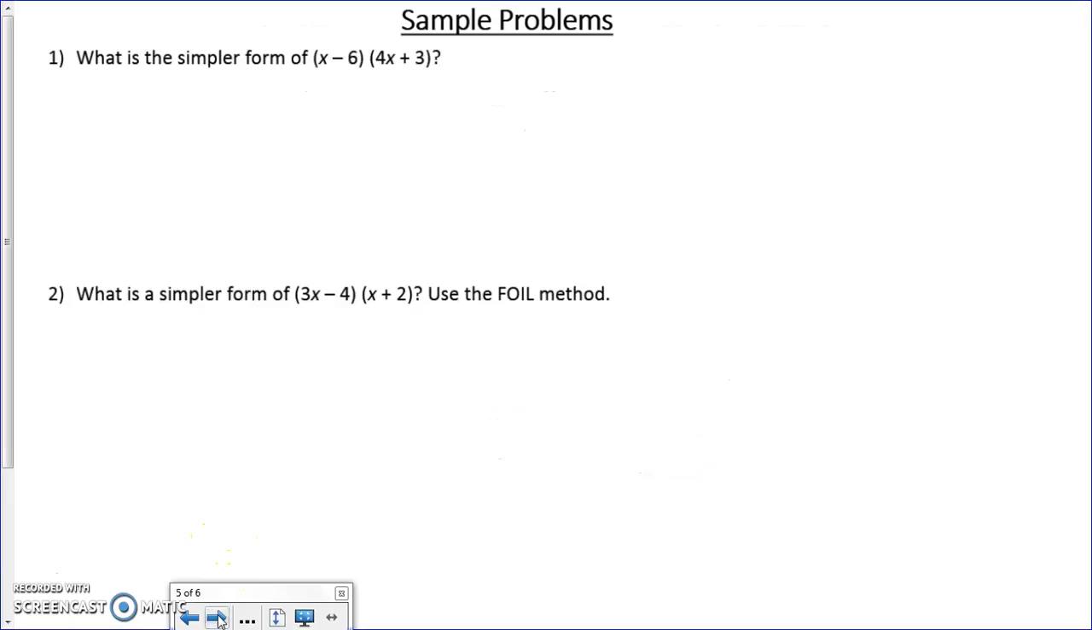Okay, so let's look at some problems. I'll do distributive property, FOIL, and the box method for each of these problems. So number 1, what is the simpler form of x minus 6 times 4x plus 3? Here I'll use the distributive property because this is 2 binomials. So I'm going to take x and I'm going to multiply it by 4x plus 3. And then you just have to be careful with your signs. This is now a negative 6 times 4x plus 3.